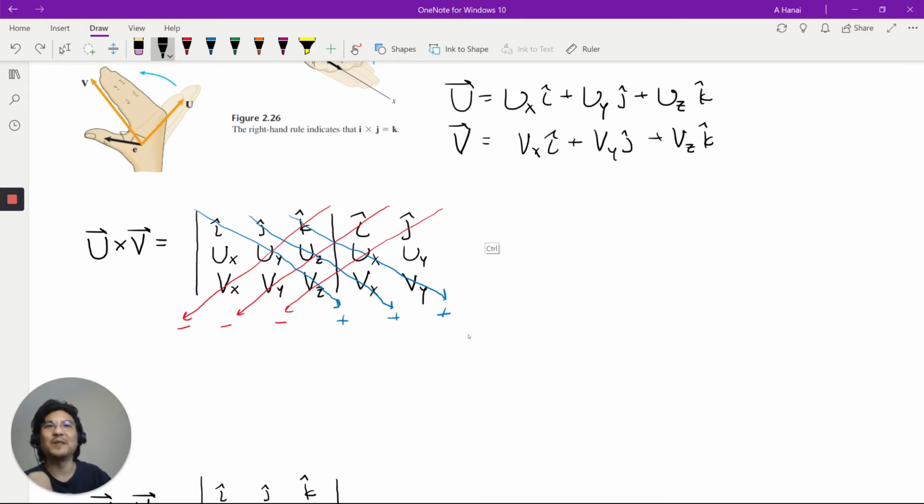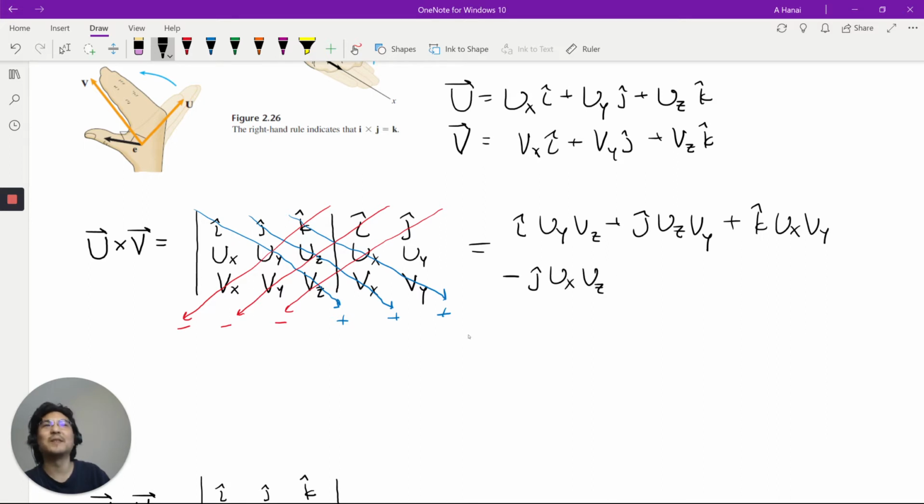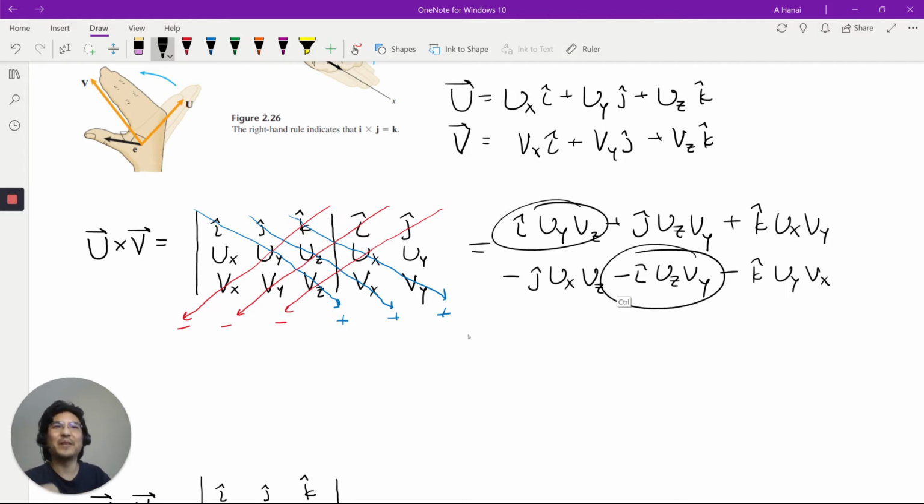So, like, let's go, right? i hat times uy vz. Kind of messy, right? And then now this one, j hat times uz vx, plus this one now, k hat times ux vy. And then let's go the other way. So now negative this way. j hat ux vz, minus, not over here now, i hat uz vy, and then last one over here, this one, k hat uy vx. Okay, and then that's it. And you can gather like terms, right? i hat and i hat, you gather them together, but that's how you do it.